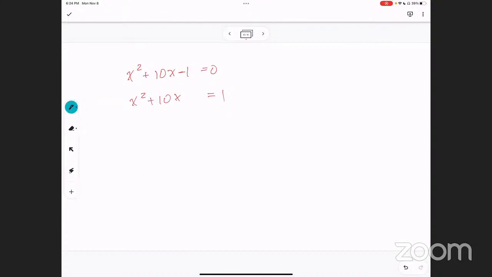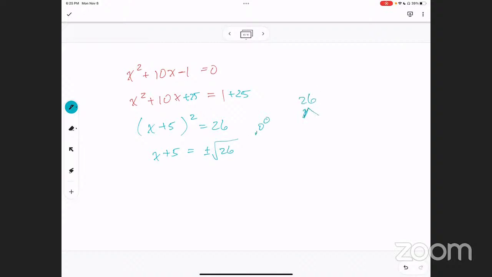Now what? Plus 25 on both sides. Perfect. And then that's x plus 5 squared equals 26. Perfect. Now what? Square root both. And then that's x plus 5 equals the square root of 26. Don't forget the plus or minus. Let's do 26.